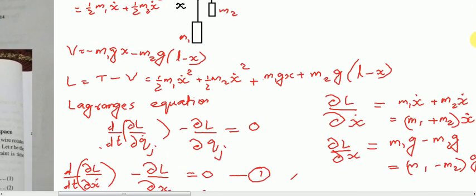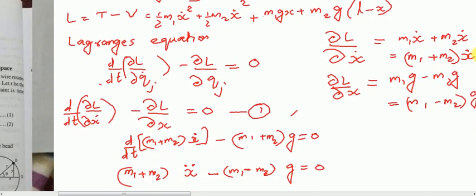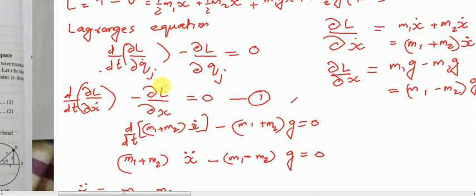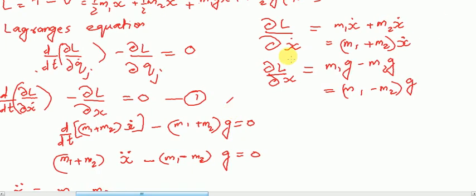And the last step is to solve the Lagrange equation. We know that the Lagrange equation is d by dt of dou L by dou qj dot minus dou L by dou qj equal to 0. Here the generalized coordinate is x. Therefore the Lagrange equation can be written as d by dt of dou L by dou x dot minus dou L by dou x equal to 0. That is equation 1.